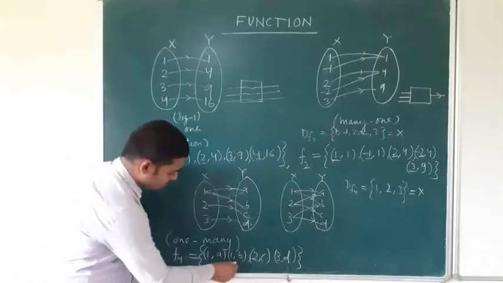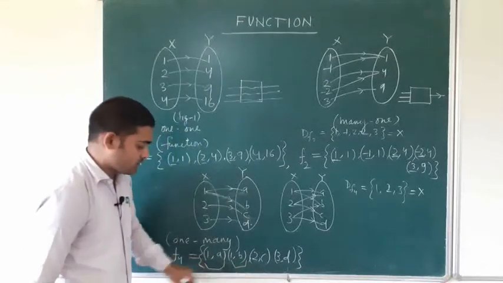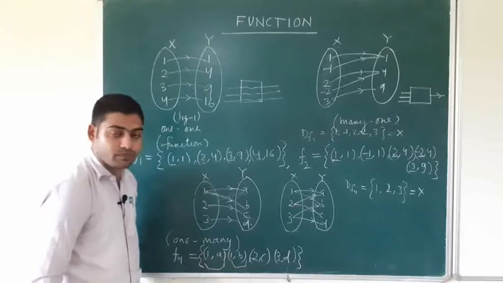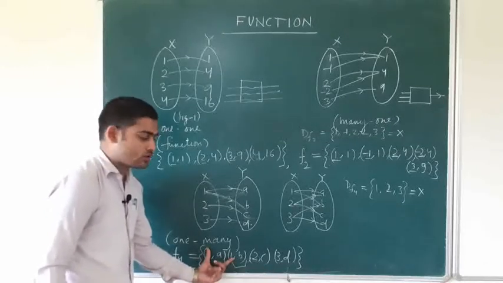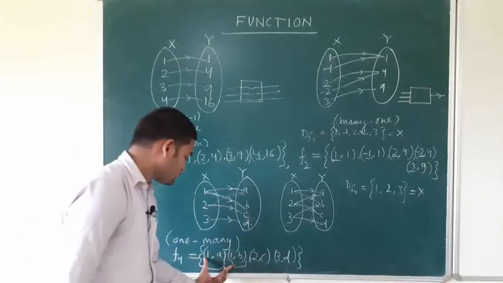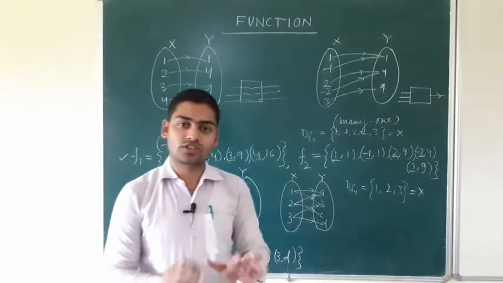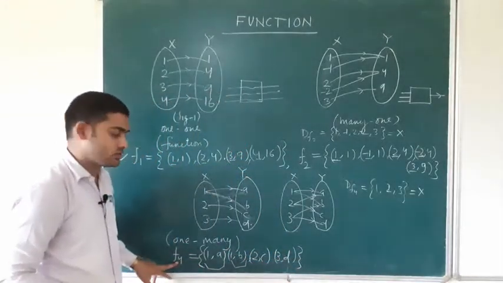So here you see in these two ordered pairs, first coordinate is what? Same. So second condition is not satisfied for relation F4.